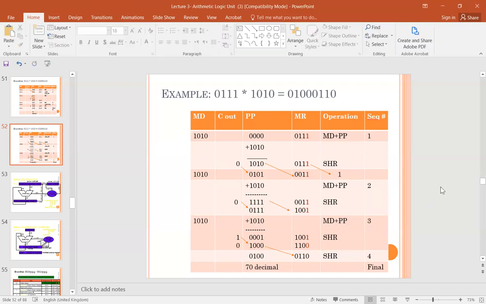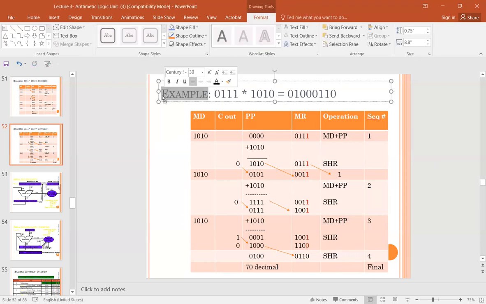Okay. So this is the multiplication of any two numbers. We call it unsigned multiplication. Unsigned. We don't look at whether the numbers are plus or minus, positive or negative. We'll just call it unsigned integer multiplication.